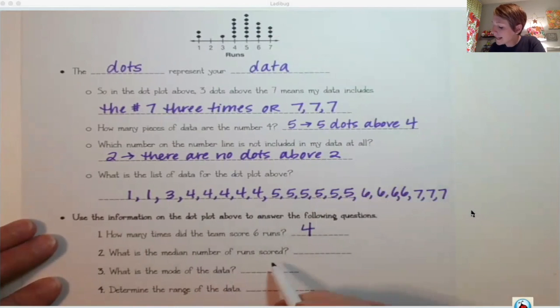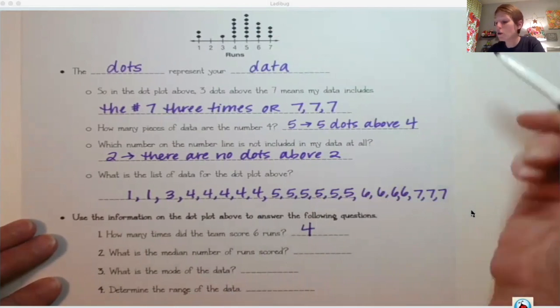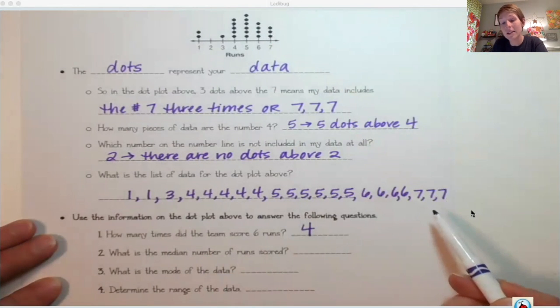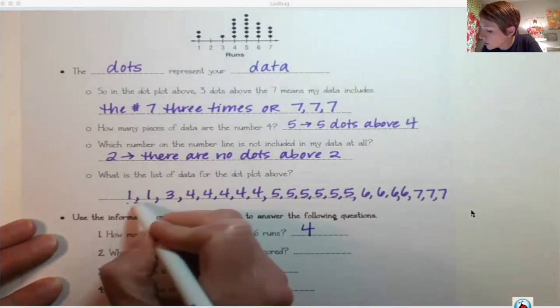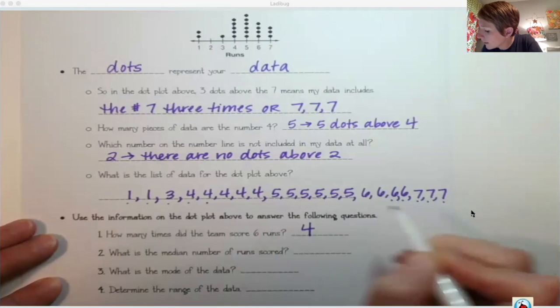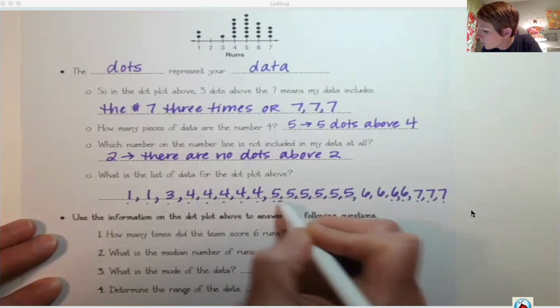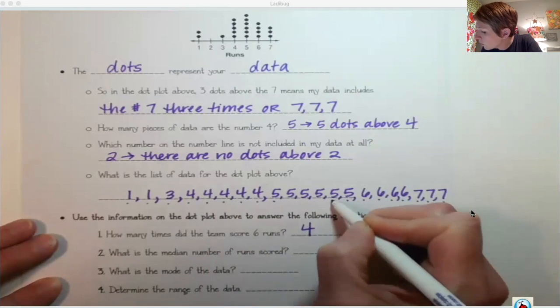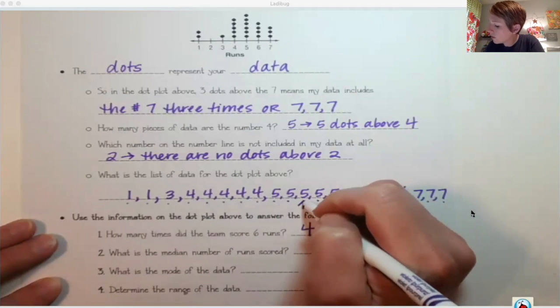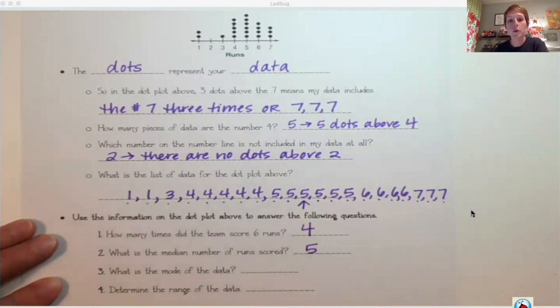What is the median number of runs scored? Well, count back to the middle. And again, you could do this using the dots on your dot plot, or if you listed out the data, you can count that way. So counting in from both ends, and here in the middle, I have a 5. So 5 is my median, okay? What is the mode?